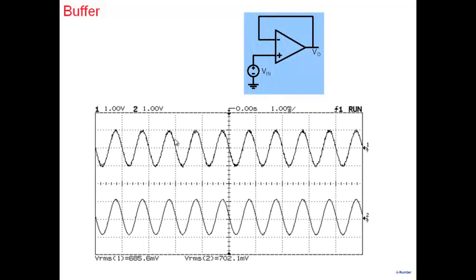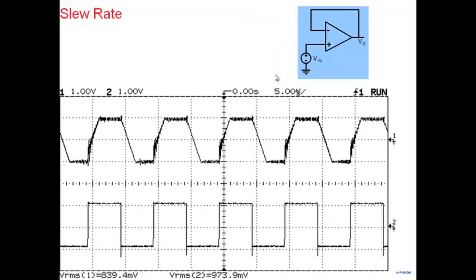So one built a buffer. You can see a buffer here. You apply 1 volt as the input, and you get 1 volt, which is the output here. So the buffer works fine, right? So you have your own op-amp, and you can build your buffer.